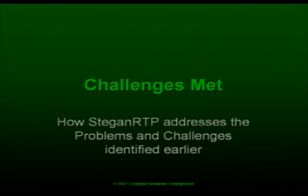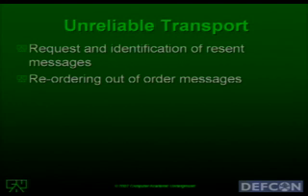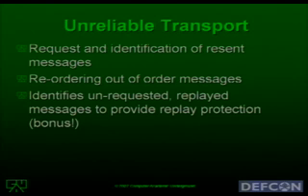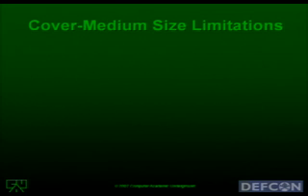The challenges met in the time I had up to the conference, up to about 8 p.m. last night, was unreliable transport. Basically, the message's sequence number in the caching system provides request and identification of recent messages, reordering of out-of-order messages, and it also provides replay protection in case someone's somehow hooking your steg and then replaying things.